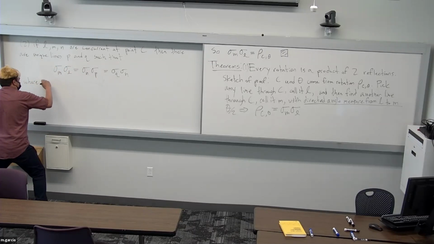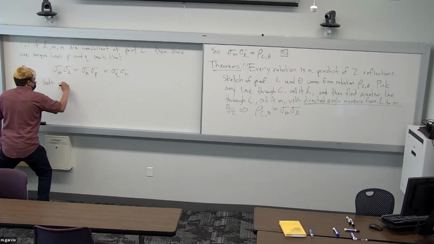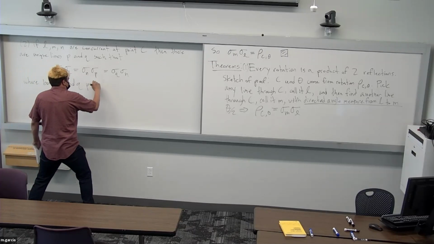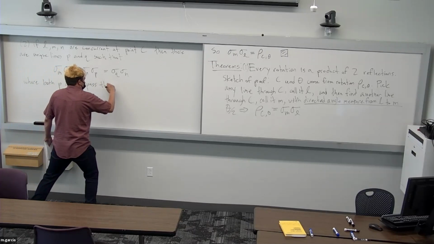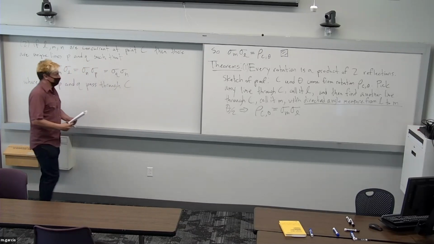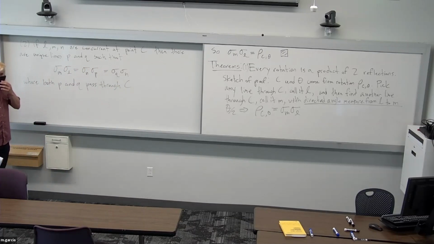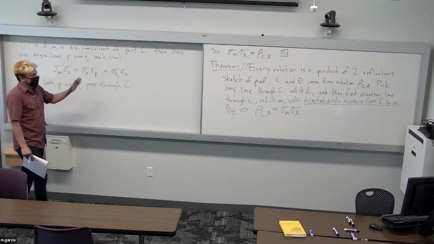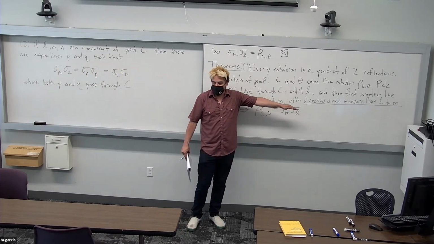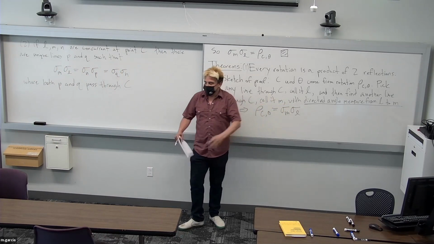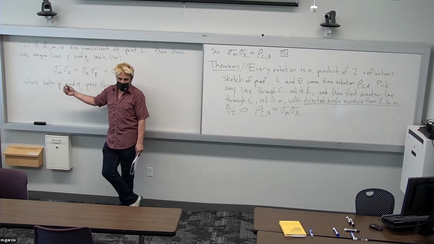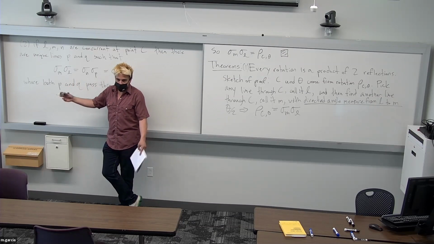Where both P and Q pass through C. Okay, so again, the proof of this is just an example of this. You express sigma m sigma l as some rotation, which we know we can do because there are two lines that pass through C.